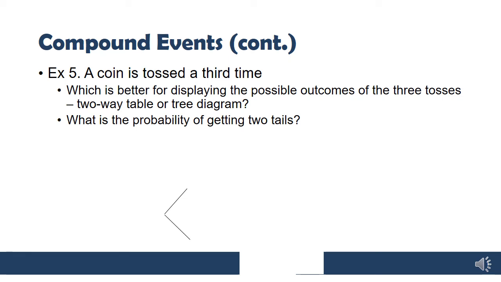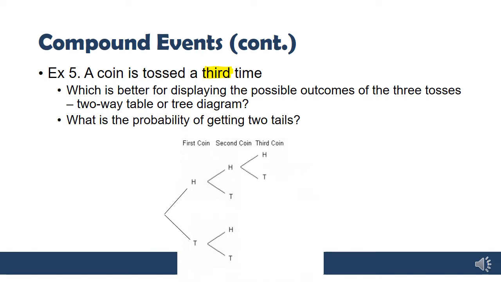Let's go back to our examples with tree diagrams. In this case, this is similar to our first example where we tossed the coin 2 times, except now we're adding in a third coin toss. So if you remember from exercise 1, I think it was, when we tossed twice, we had a tree diagram that looked like this. Now adding in the third coin toss, I have more branches coming off.